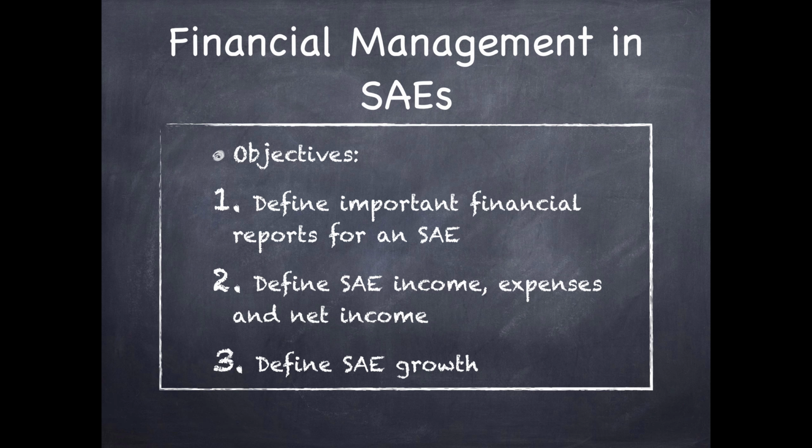As far as financial management SAEs, the objectives I have are, first, we want to define important financial reports. When a student keeps records, what are some key reports they must look at? We'll introduce that concept here. We also want to talk about the definitions of income, expenses, and net income, and we'll talk about that through an example. Again, this is an introduction to these concepts. And finally, I want to give an introduction to SAE growth.